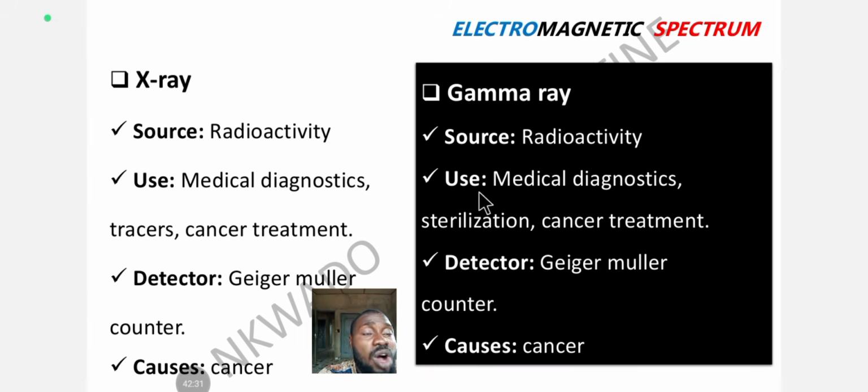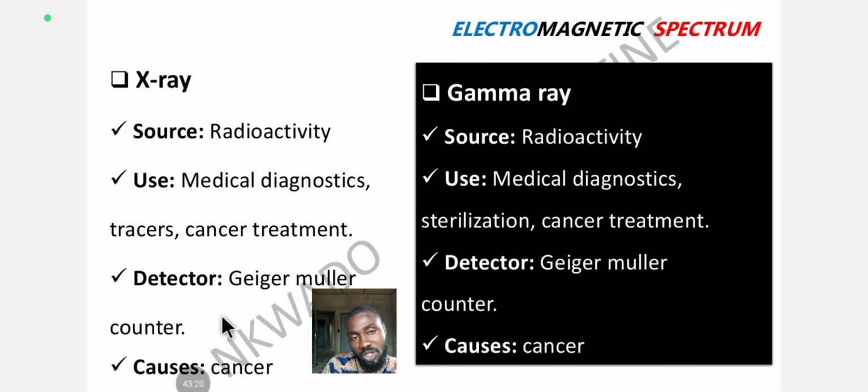All right. What is it used for? It is used in medical diagnosis, just like X-ray. It is used in sterilization of surgical equipment, those stainless equipment used in the hospital. You use gamma ray to do what? To sterilize them. This is what we call radioactive sterilization. Gamma ray is also used in cancer treatment. So what is the detector of gamma ray? It is detected through the same Geiger counter. And what does it cause? What are the undesirable effects of gamma ray? It causes cancer, just like X-ray.